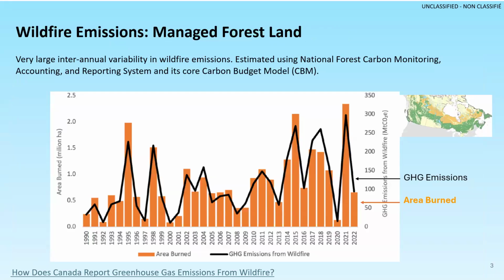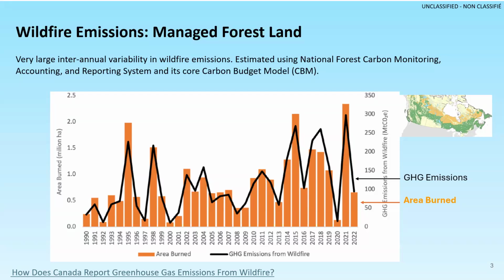So I'm showing an image of the area burned, and those time series are orange bars, as well as the greenhouse gas emissions associated with those wildfires. And this is from a science policy note looking at greenhouse gas emissions from wildfires. And it's for the managed forest. And the managed forest is shown in a little inset here in the green colored forest areas.